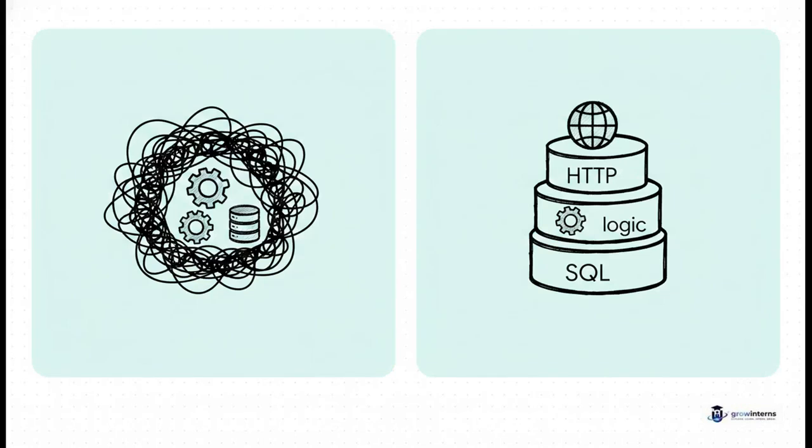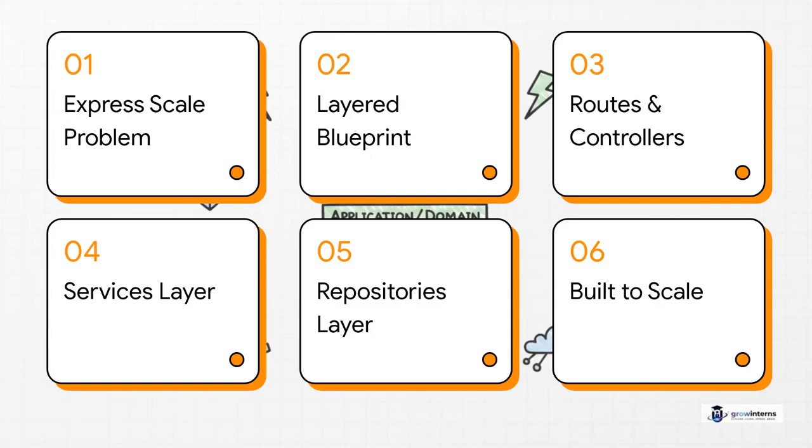Just take a look at the classic bloated route handler on the left. It's a single file where your URL routing, HTTP header parsing, complex business rules, and raw SQL queries are all just mashed together. Now compare that to the beautiful, clean separation of concerns on the right, where every single specific task lives in its own distinct layer. It's night and day. So here is our roadmap for today.